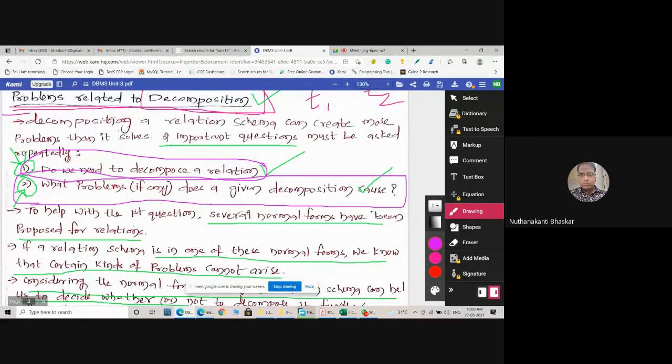Now understand these two questions related to the problems of decomposition. That is, do we need to decompose a relation? What problems does a given decomposition cause? Now everyone understood? Yes, sir.